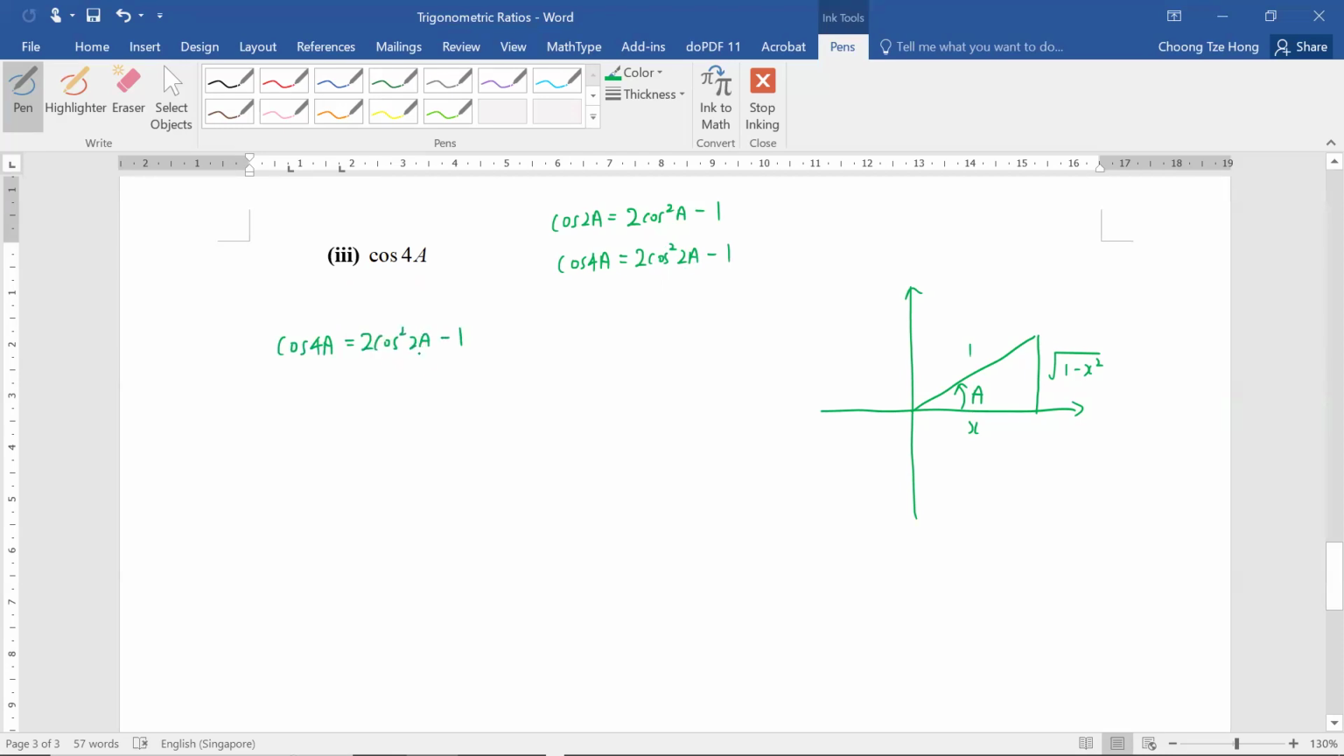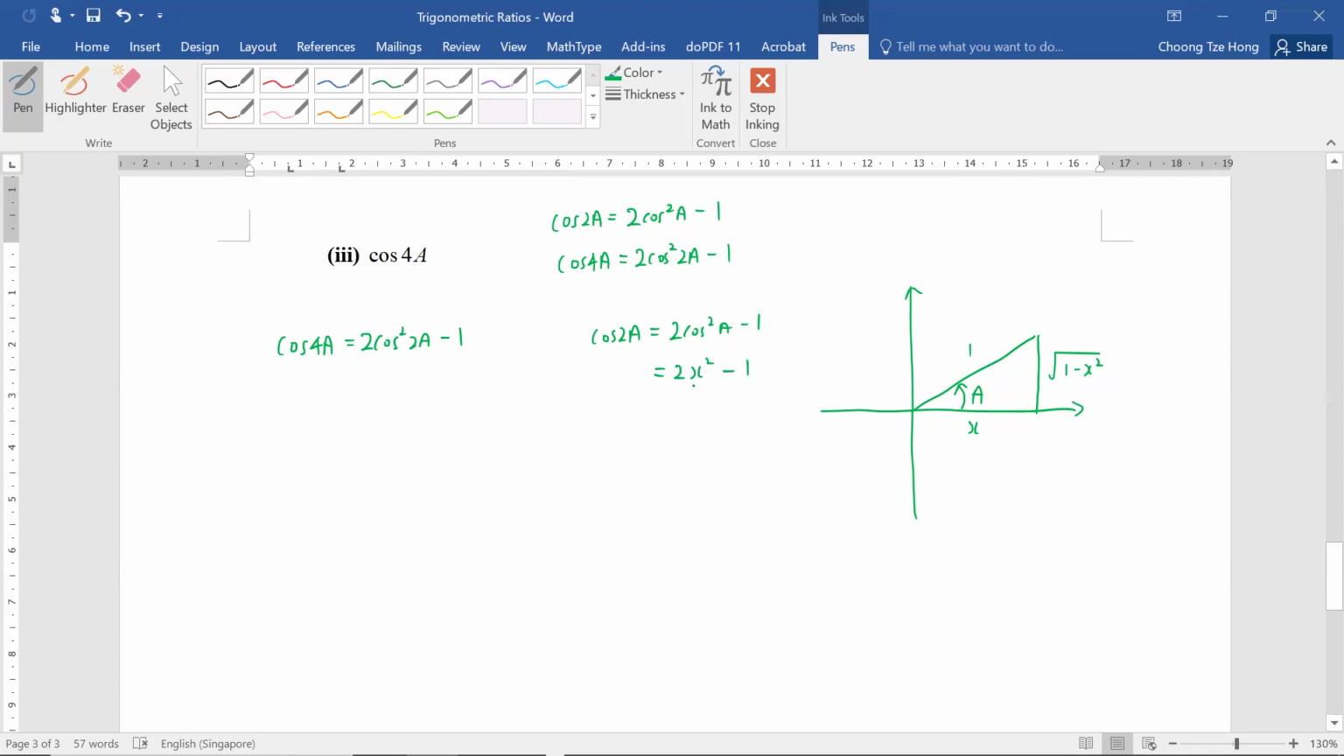Now let's try to find the value of cosine 2a, and then we sub inside over here. So cosine 2a is equal to 2 cosine square a minus 1. But we know that cosine a is x, actually it's given based on the diagram, adjacent over hypotenuse. So this will be 2x squared minus 1.